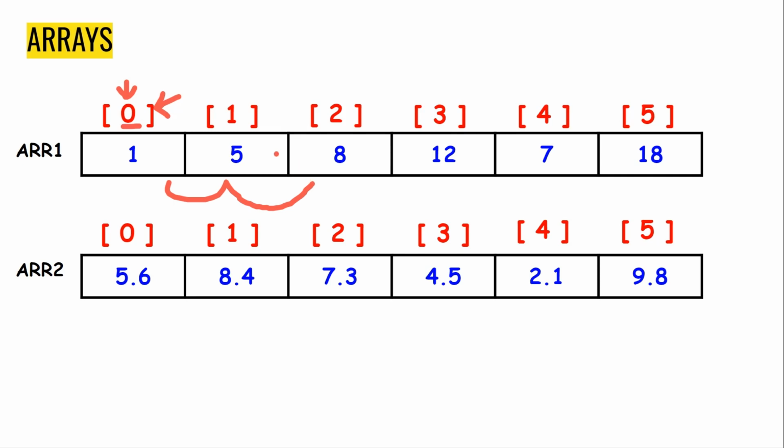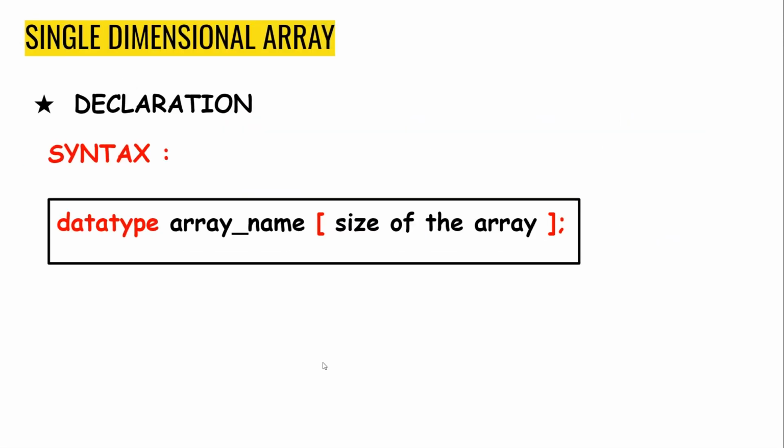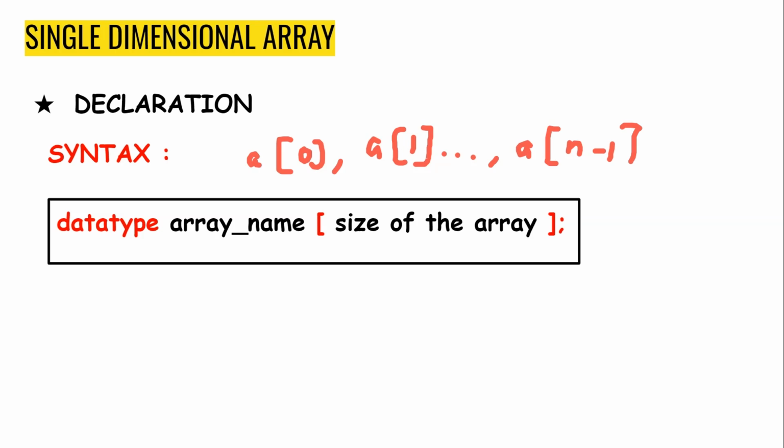We classify arrays as single dimensional arrays and multi-dimensional arrays. In this video, we will discuss in detail the single dimensional arrays. What are single dimensional arrays? They are a collection of data of the same data type organized as a simple linear sequence. The elements of a single dimensional array can be accessed by using a single subscript. Say for example, A[0], A[1], etc. up to A[n-1], where n is the size of the array.